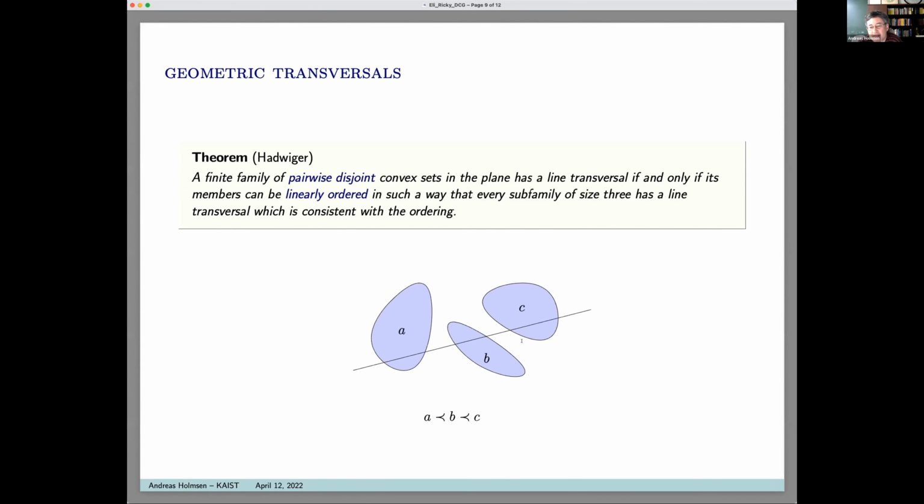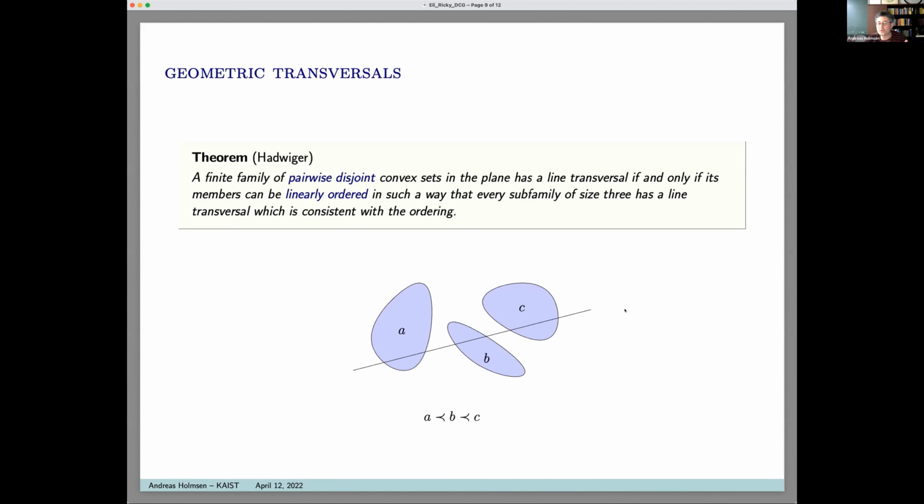But what Eli and Ricky discovered, so they wanted to do this in higher dimensions. And once you've studied transversals enough, you want to understand how to do things like this in higher dimensions. Now, what is a linear order? Well, the linear ordering is really just placing points on a line. That automatically induces a linear ordering.